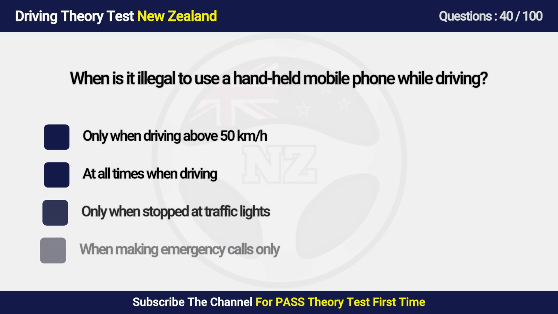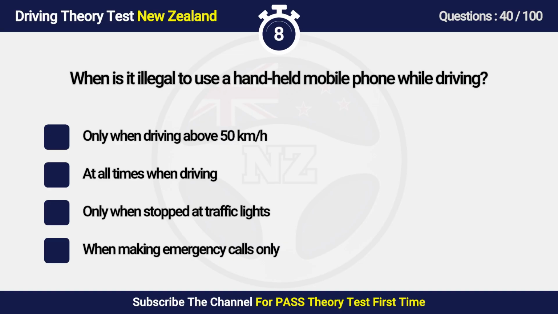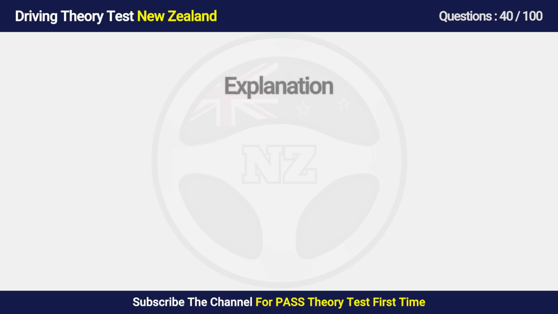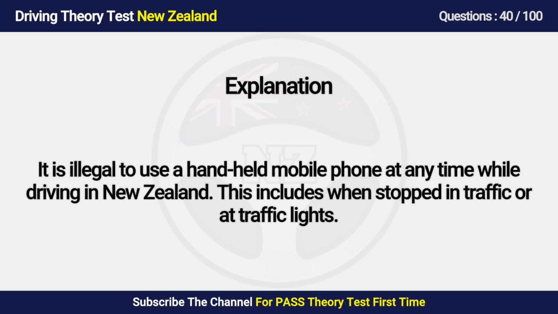Question 40. When is it illegal to use a mobile phone while driving? A. Only when driving above 50 km per hour. B. At all times when driving. C. Only when stopped at traffic lights. D. When making emergency calls only. Answer is B. At all times when driving. It is illegal to use a mobile phone at any time while driving in New Zealand. This includes when stopped in traffic or at traffic lights.